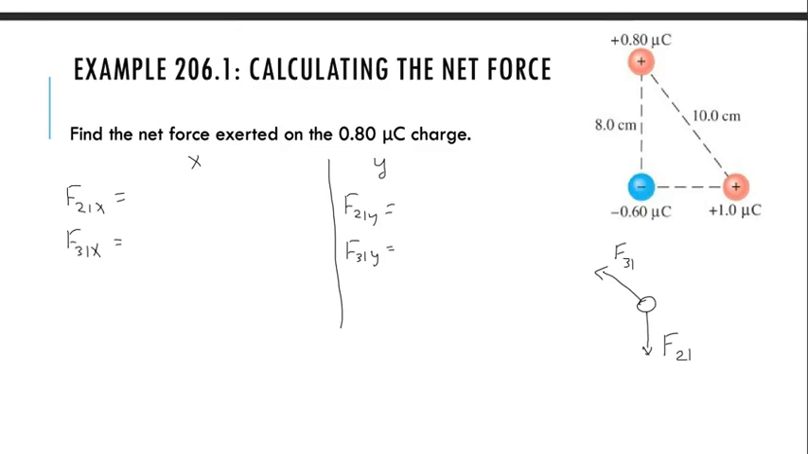And then you look at each force one at a time, and you write down what you know. So F21 was going straight down. It did not have an x component. It's only going vertically. It only has a y. So that means that the x component is 0. The y component is going down, so it's going to be negative, but it's going to take the full value of F21.